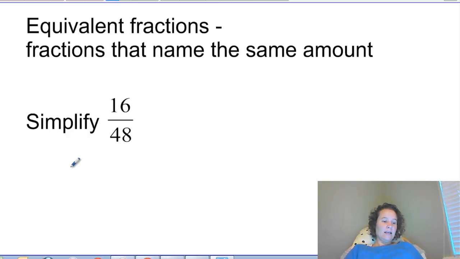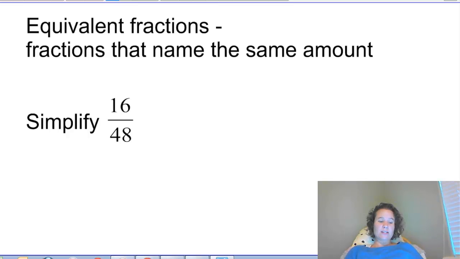Now this slide looks a little bit different on your note guide, and I apologize for that. I had a little mistake. What I actually want you to do is simplify 16/48. And when we say simplify or put in simplest form or lowest terms, what we're basically saying is we would like you to take the fraction and make it so that the numerator and the denominator have no common factor other than 1. And then that fraction is in lowest terms.